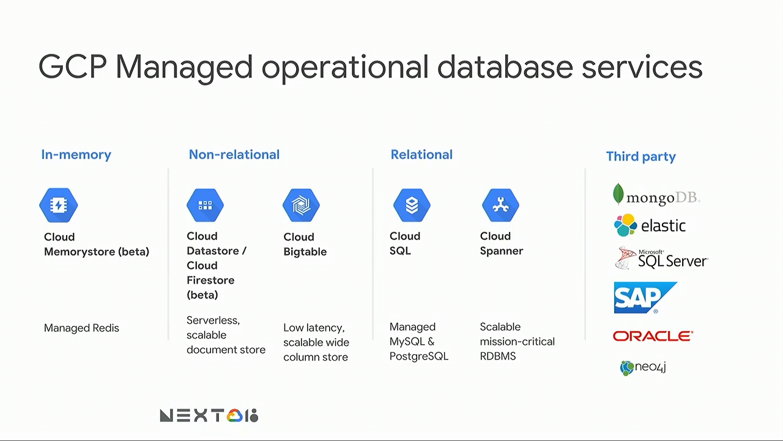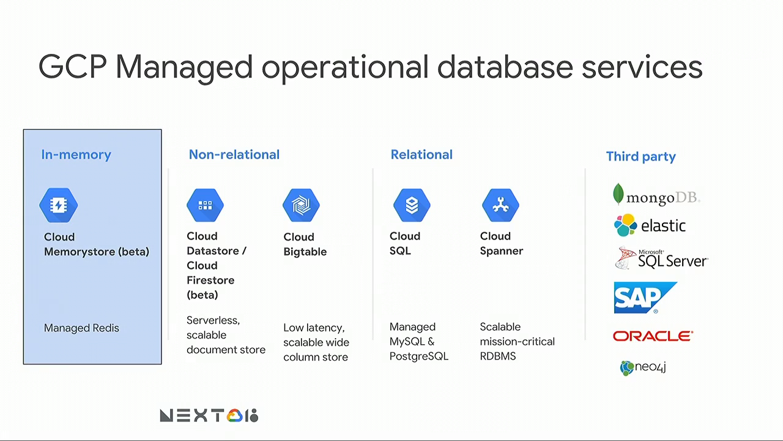If you take a quick look at the different databases that we offer, on the non-relational side, we have Cloud Datastore, which is a document DB. Bigtable is a wide column store. And with relational, we have Cloud SQL, which is essentially Postgres and MySQL, and Spanner, which is a highly scalable, globally distributed database. Today, what I want to do is focus on Cloud Memorystore.